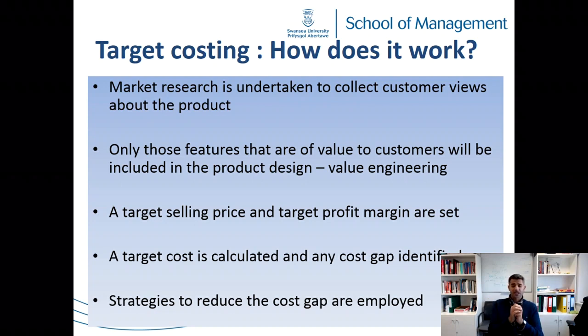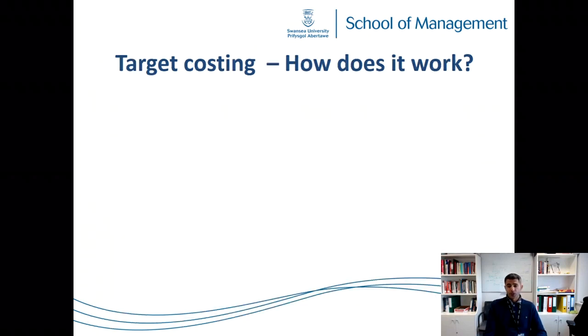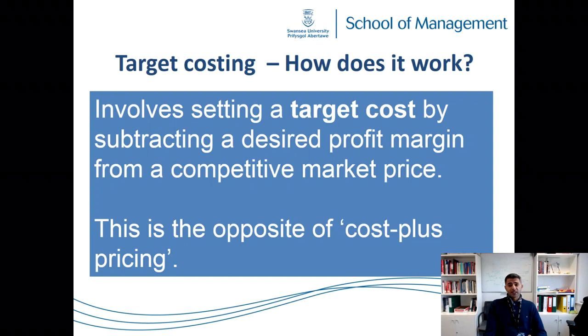Of course, as I said in the previous slide, there could be a difference between the actual cost and the target cost, and that's called the cost gap. And there are some ways to reduce the cost gap or get rid of it. So again, target costing involves setting a target cost by subtracting the desired return from a competitive market price. And this is why I mentioned this is the opposite of traditional costing, which is cost plus pricing.